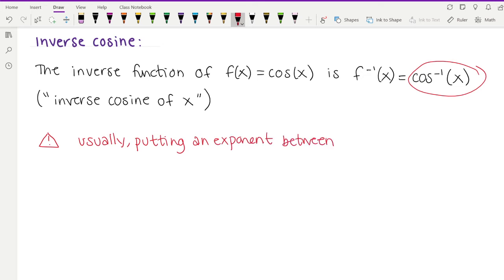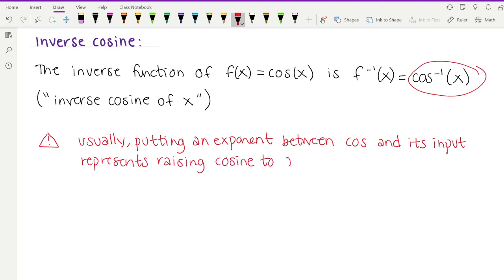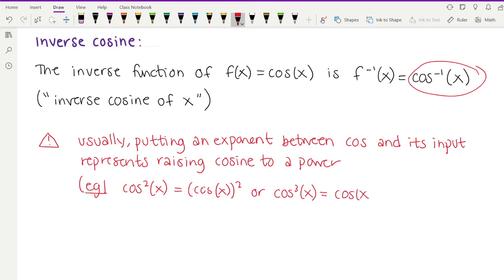between cosine and its input, the way that we have here, right? Here we have this little -1 nested between cosine and its input. Usually what this means is it's an exponent, right? So usually putting an exponent between cosine and its input represents raising cosine to a power. An example of that would be if you write down cosine squared of x, that's special notation for meaning you're taking cosine of x and you're squaring it. And similarly, if you take cosine and you put a little 3, that would just mean that you're taking cosine of x and cubing it. So usually that's what it means.